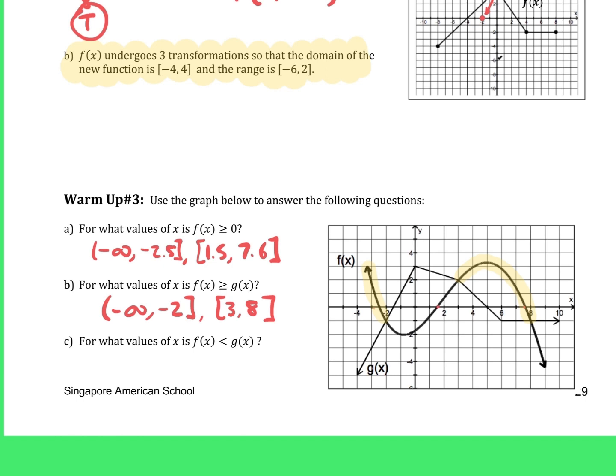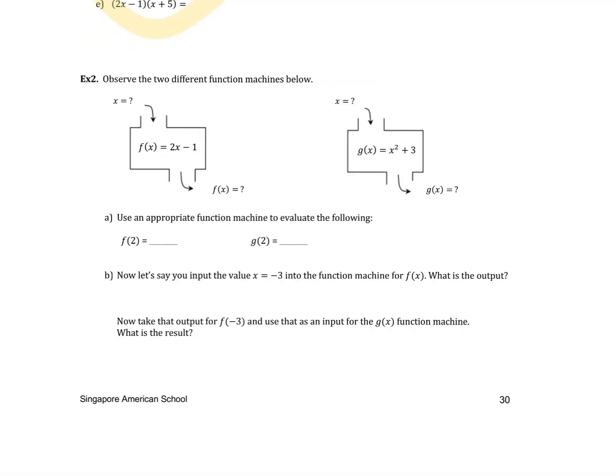And then where is it below? Well, it's everywhere else. So f(x) is below, and it's strictly less than, so I'm going to use open brackets here. From negative 2 up to 3, and I guess that's it. Oh, no, from 8 onwards. 8 up to infinity. Okay, great. All right, turning page is different. Oh, yeah, hopefully the video will track that.